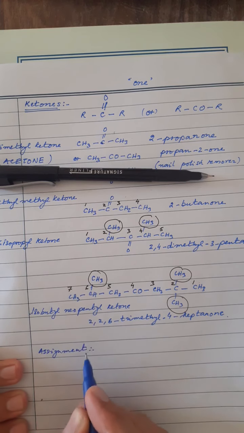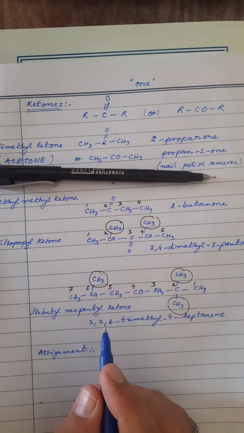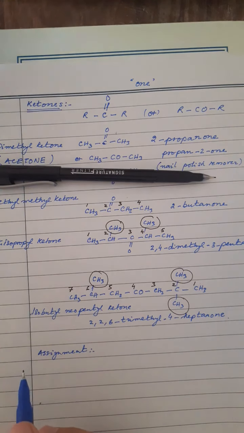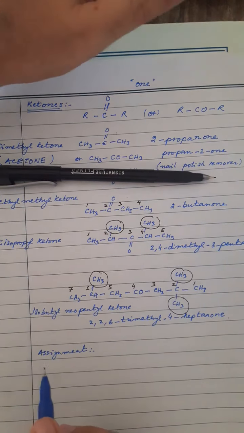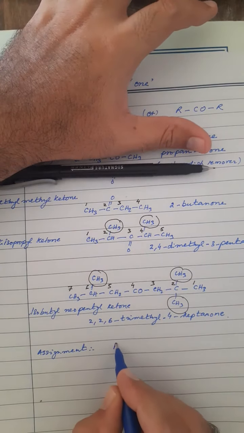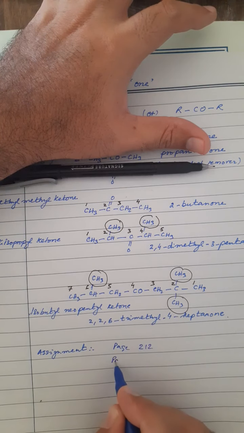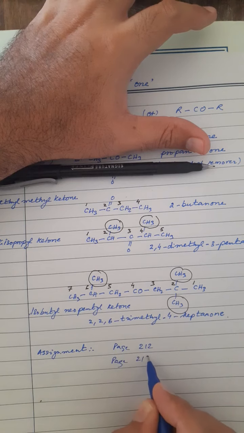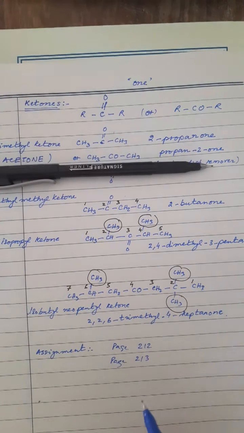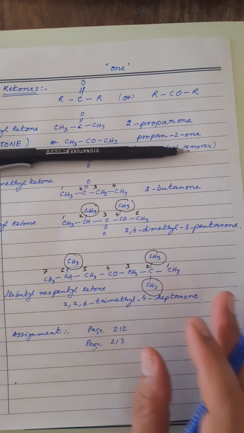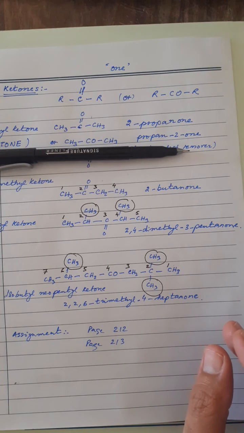Now I guess things are very, very clear already, and I don't want to waste your time repeating the same thing over and over again. I will take you to page number 212, right? And page number 213. 212 has names for which we write structures. 213 has structures for which we write names.